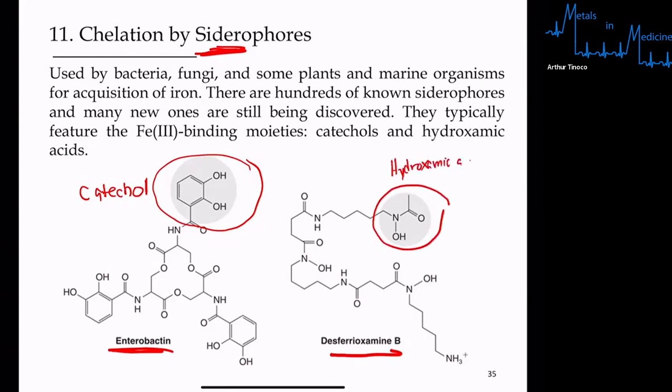So both of these are what type of chelators? Are they monodentate, bidentate, tridentate? What do you think? Carmen? Bidentate, that's correct.